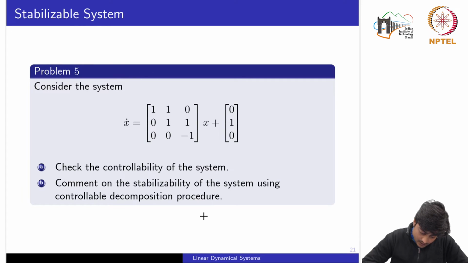Problem 5: here we need to check the controllability of the system, and we need to comment on the stabilizability using the controllable decomposition procedure. So far we have been doing different ways of determining whether the system is controllable or not. So here, using this A, B pair, either you can compute the controllability matrix, or you can compute the eigenvalues, and then you could see for what eigenvalues the system becomes uncontrollable.